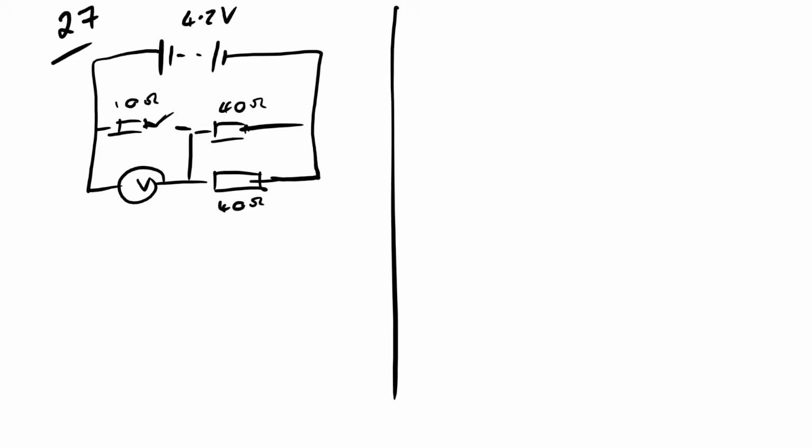It's not very nice. 27, we have this circuit here, 4.2 volts. Okay, very neat drawing. Well done, me. What are the readings on the voltmeter when the switch is open and when the switch is closed? So, voltmeter. Are we assuming that the voltmeter has infinite resistance? I guess so.